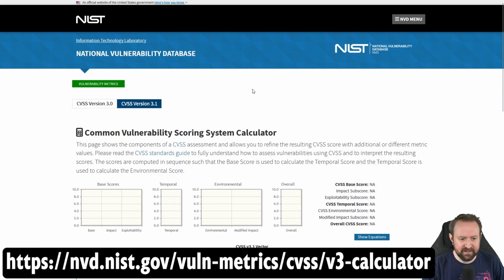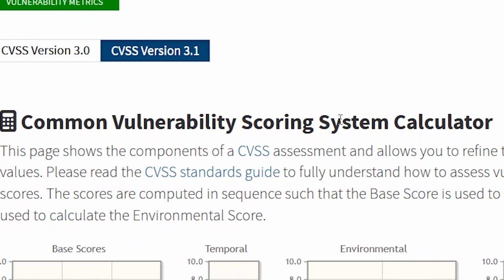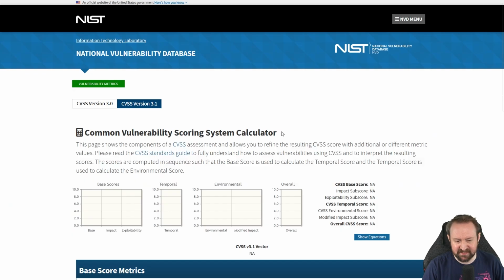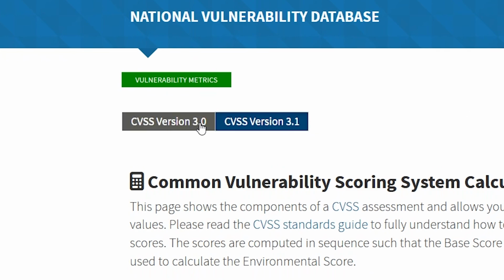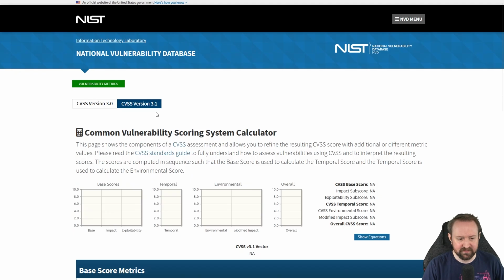Now, let's get hands-on and walk through how to actually score a vulnerability using CVSS. Okay, so we're on the NIST Common Vulnerability Scoring System calculator. This is, I guess, the official calculator. As you can see, you can switch between CVSS version 3.1 and 3.0. We're going to stick to 3.1.